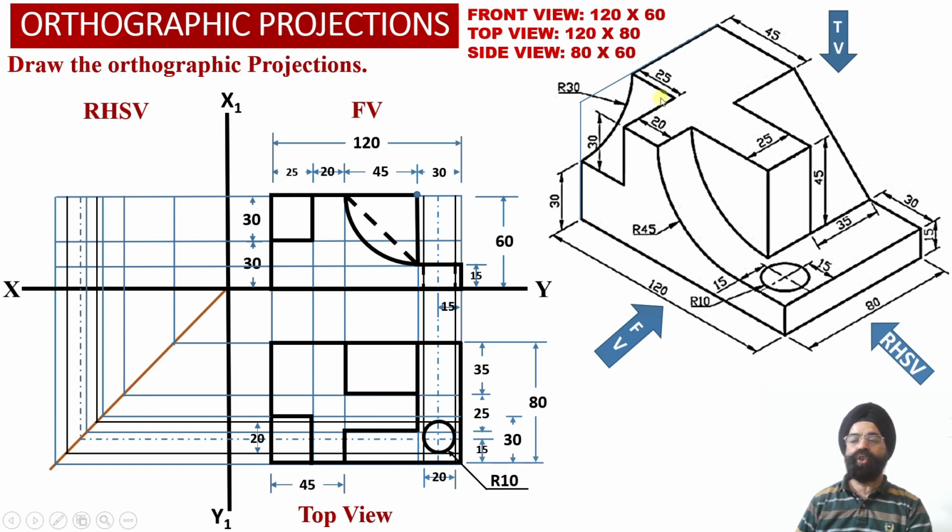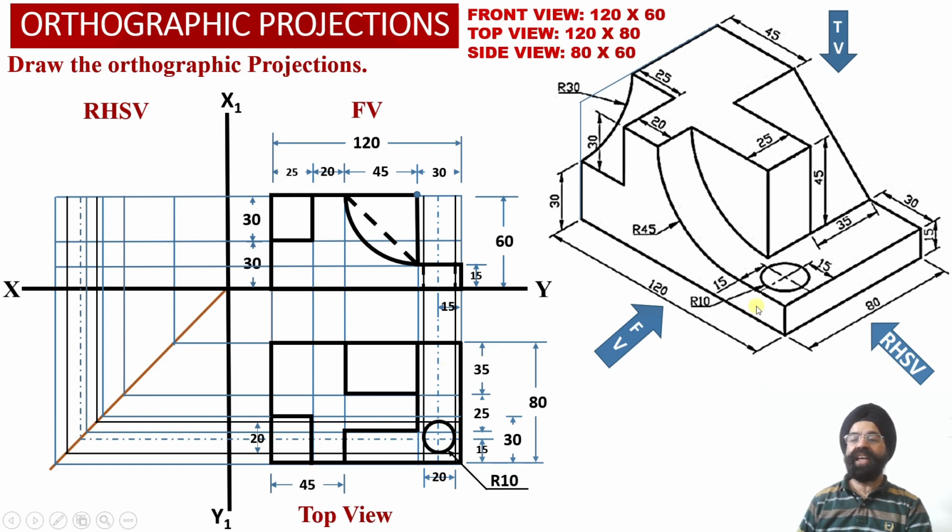And we also observe that this total portion which is lying at the top surface of the solid happens to be parallel to the horizontal plane. So that is why into the top view projections, this projection of the top surface of the solid will be obtained as a true shape projection over here.